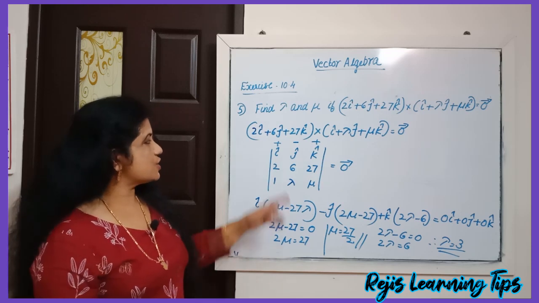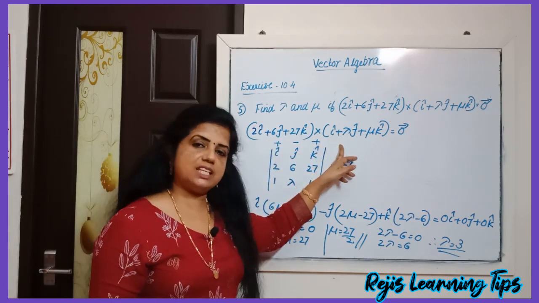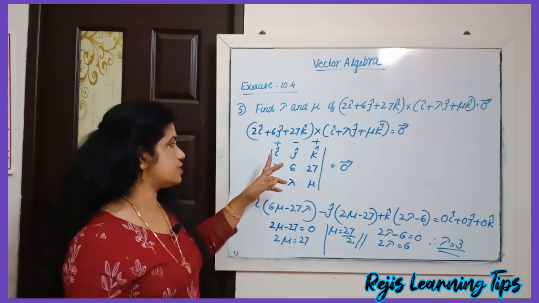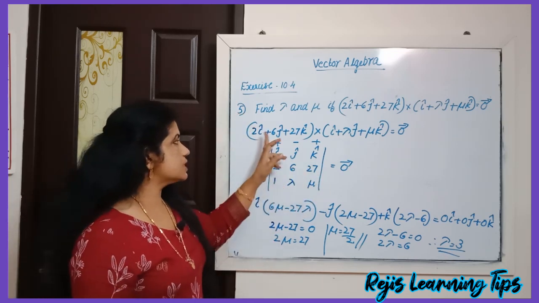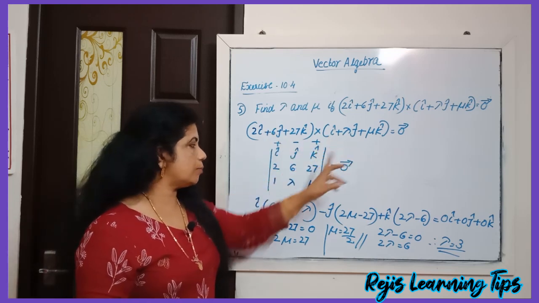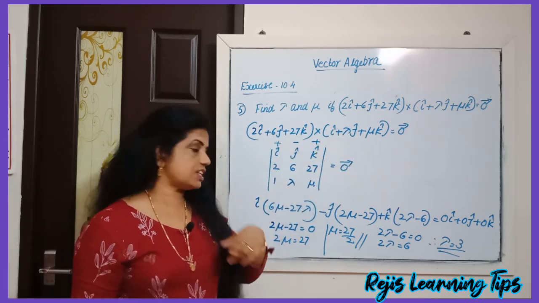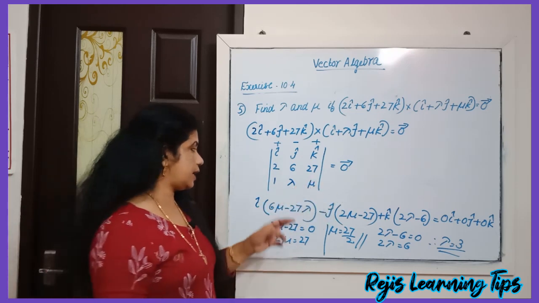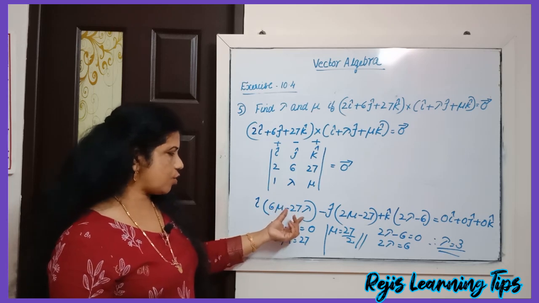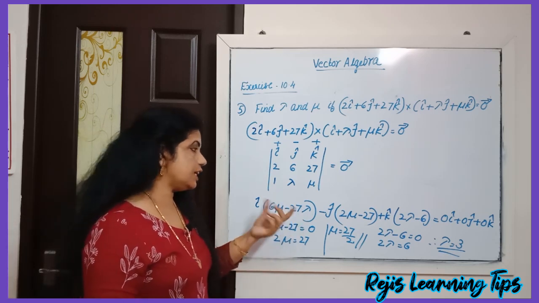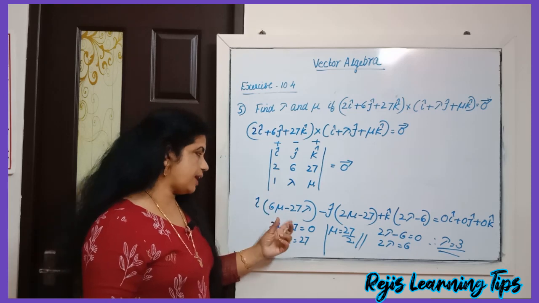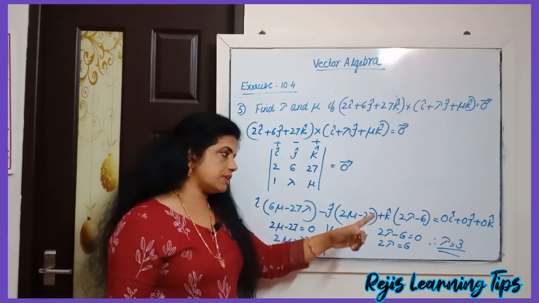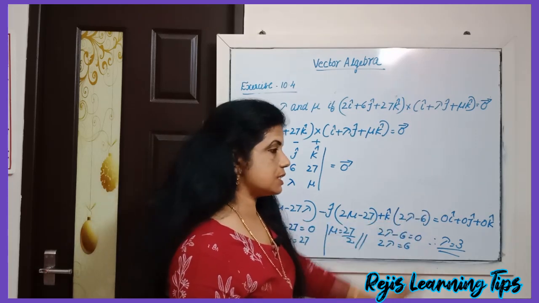First we should find the cross product of this. For finding the cross product, we take the determinant that you already studied: i j k, 2 6 27, 1 lambda mu, that is equal to 0 vector. 0 vector means 0 i cap plus 0 j cap plus 0 k cap. After taking the cross product, we equate the terms. 6 mu minus 27 lambda is equal to 0, 2 mu minus 27 is equal to 0, and also 2 lambda minus 6 is equal to 0.